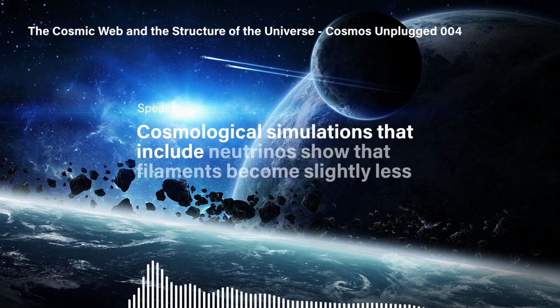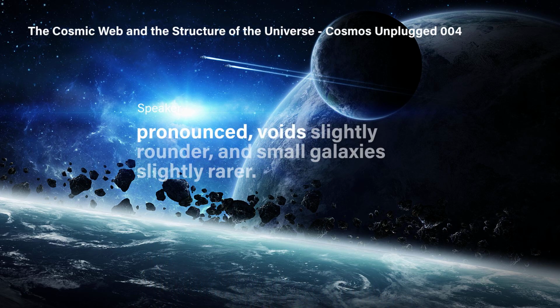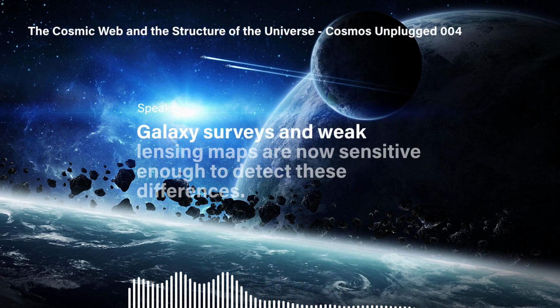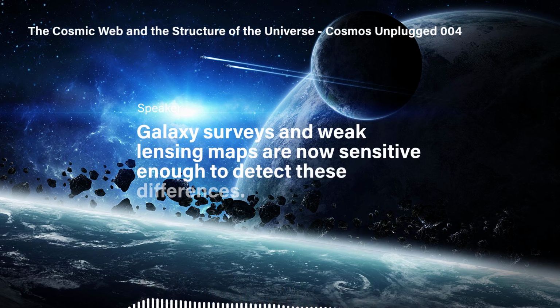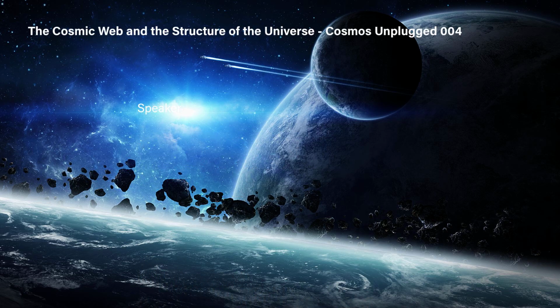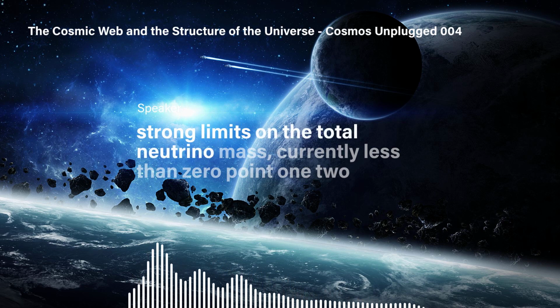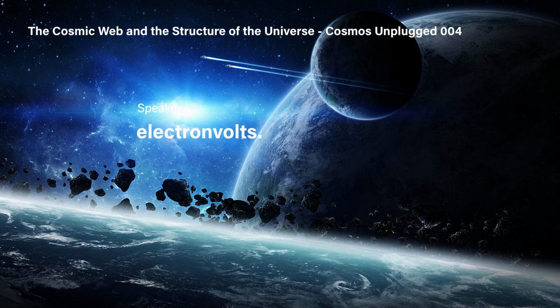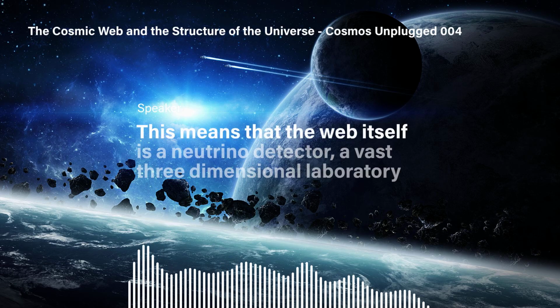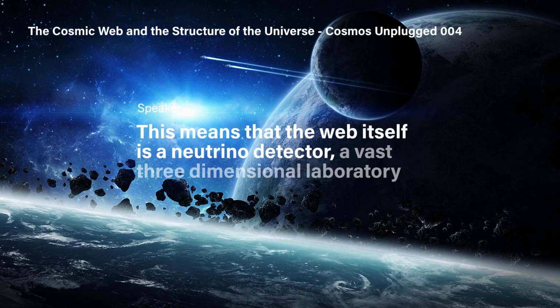Cosmological simulations that include neutrinos show that filaments become slightly less pronounced, voids slightly rounder, and small galaxies slightly rarer. Galaxy surveys and weak lensing maps are now sensitive enough to detect these differences. Indeed, combining Planck CMB data with large-scale structure surveys places strong limits on the total neutrino mass, currently less than 0.12 electron volts. This means that the web itself is a neutrino detector.